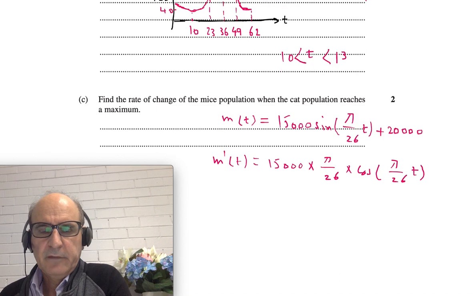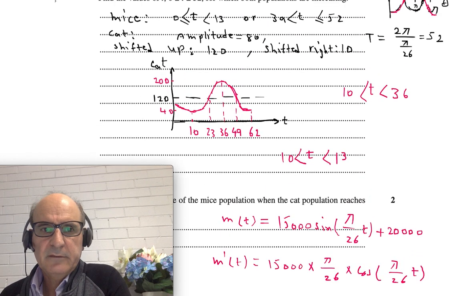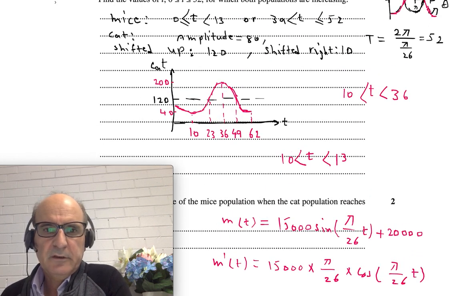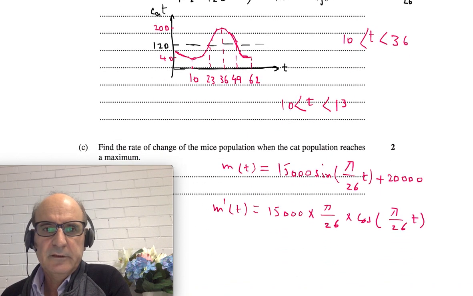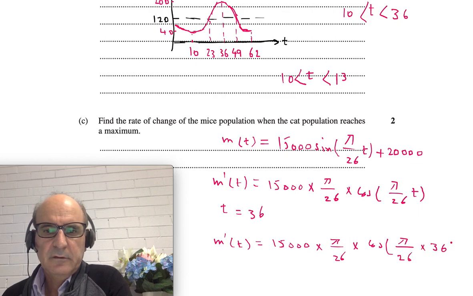But they want the derivative at a certain time when the cat population reaches a maximum. That is the cat population, and it reaches a maximum when we have 36. So t is 36. So then M'(t) equals 15,000 times pi on 26 times cos of pi on 26 times 36.